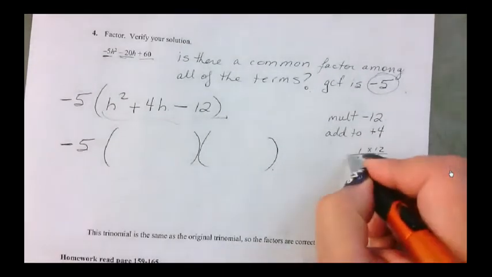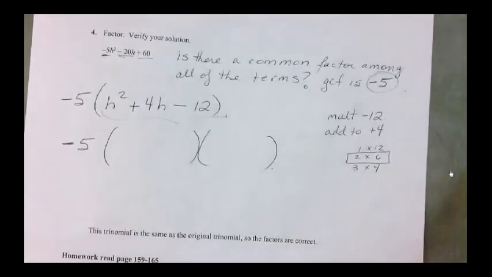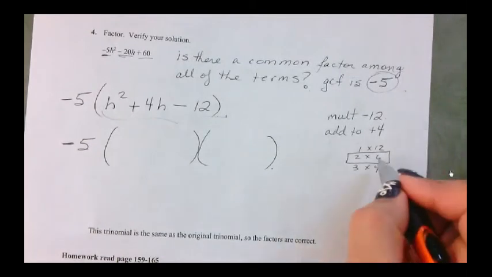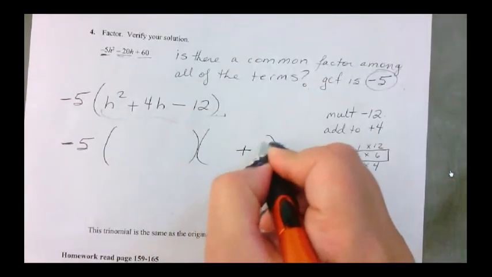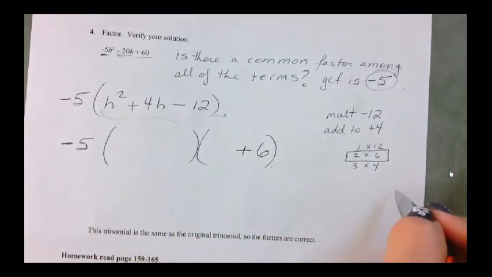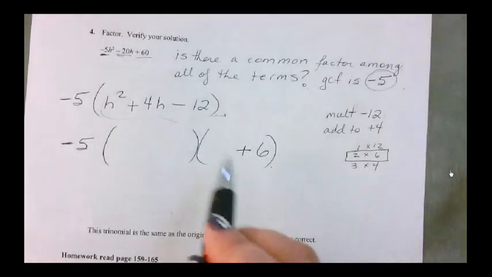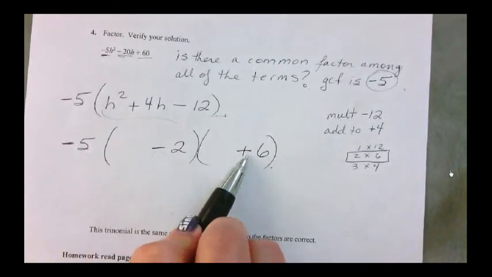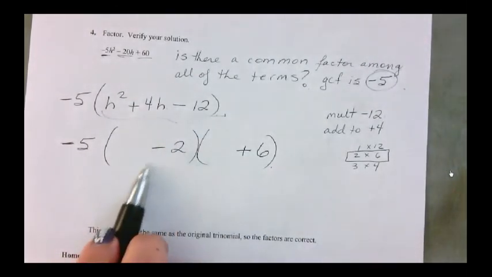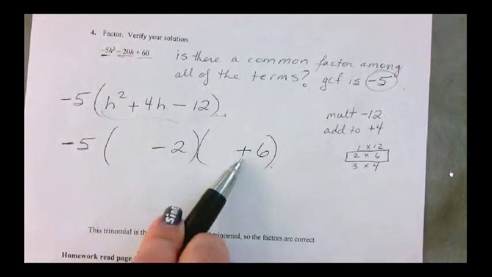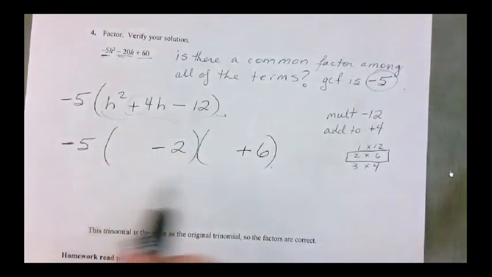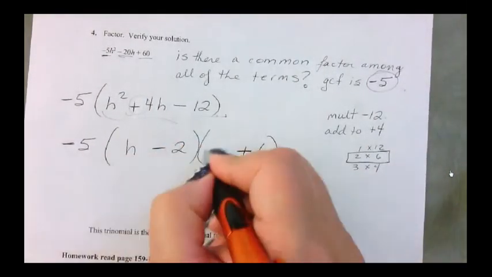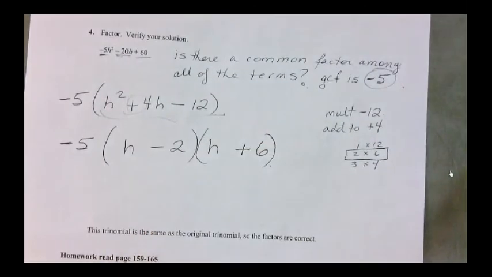The 2 and 6? Okay, what does the 2 have to be? What does the 6 have to be in terms of signs? Okay, why did you choose 6 to be positive? Because? What's your reasoning? Okay, they have to be opposite signs, so they're going to multiply to -12. And then why did you choose the 2 to be negative and the 6 to be positive? Because it adds up to +4. Perfect. H and H. Looks good?